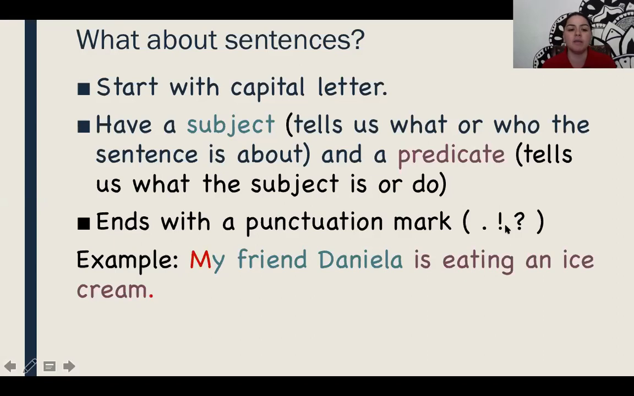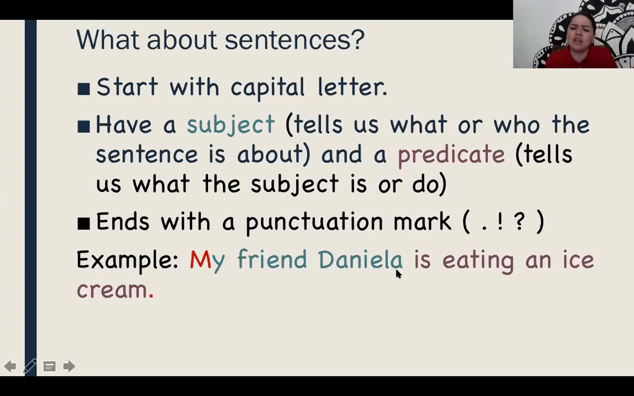And I gave you an example. Example: My friend Daniela is eating an ice cream. Why did I put this letter M in red? Well, because this is my capital letter. This is my sentence and it starts with a capital letter. Now, can you tell me where is the subject? Yes, the subject is my friend Daniela. You can say it because of the color or because this tells us what or who the sentence is about. Who is this sentence about? Daniela, my friend Daniela.